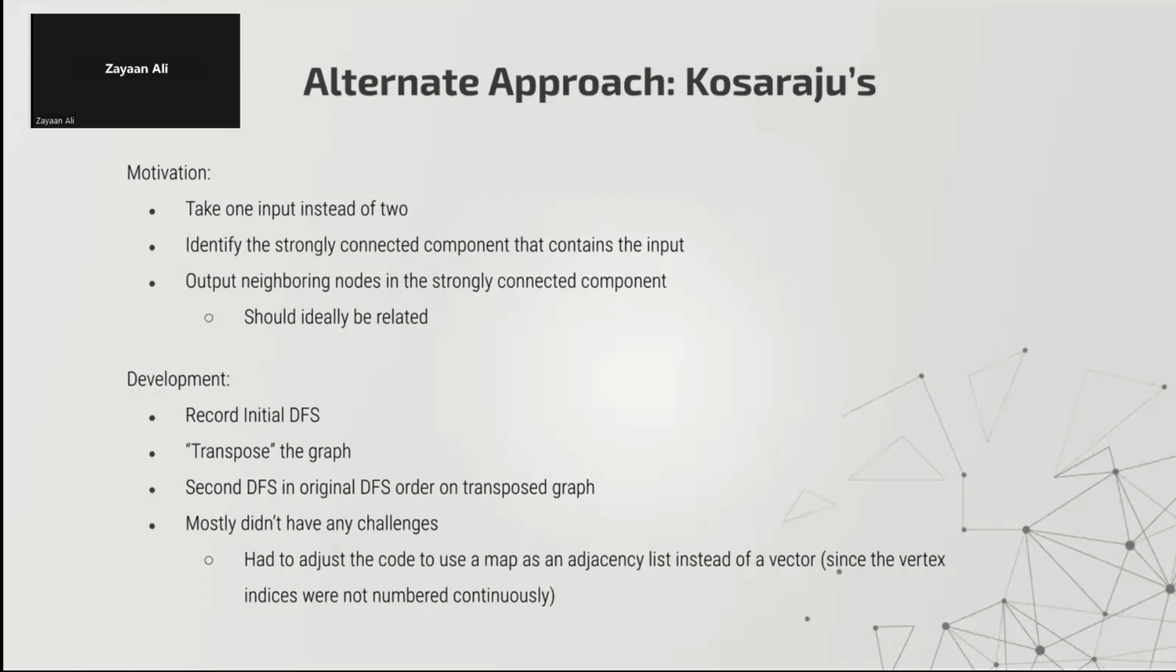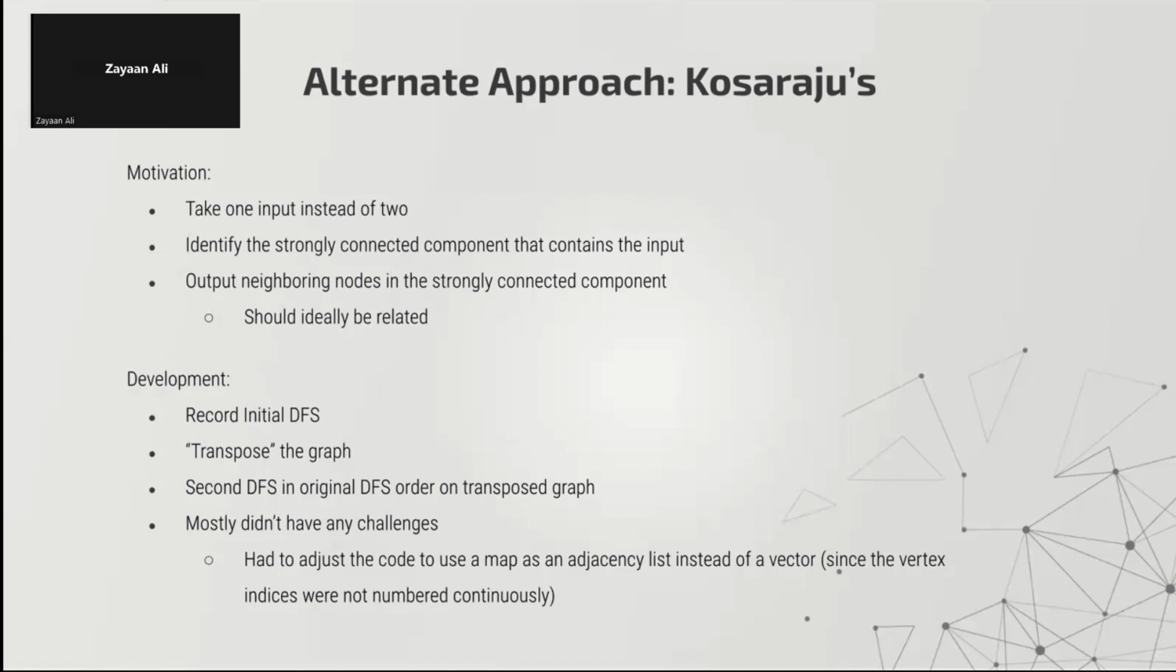Okay, so for an alternate approach, we use Kosaraju's algorithm for strongly connected components. Our original motivation was to have a recommendation tool that takes a single input article rather than two. And so it identifies the strongly connected component that contains the input article, and then outputs the neighboring nodes in the strongly connected component, which are ideally related.